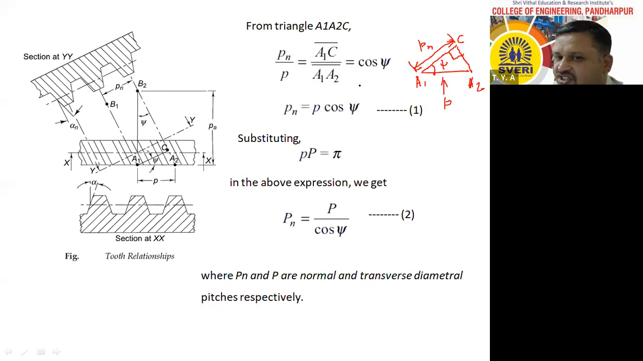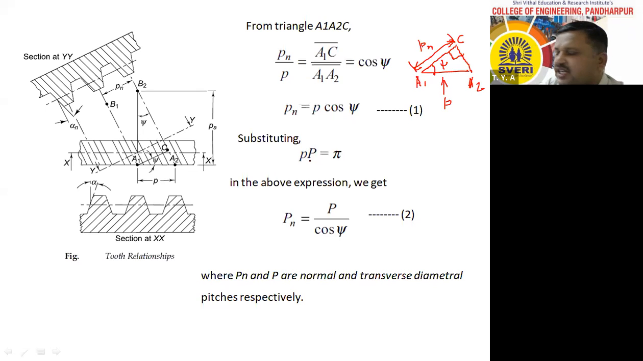Therefore, cos psi is A1C divided by A1A2, म्हणजे काय P. म्हणूनच काय रिलेशन आलं, Pn is equal to P cos psi. लक्षात आलं का रिलेशन कसं आलं ते. Now we are knowing that small p into capital P, small p into capital P is equal to pi.